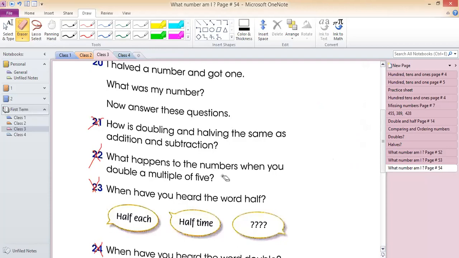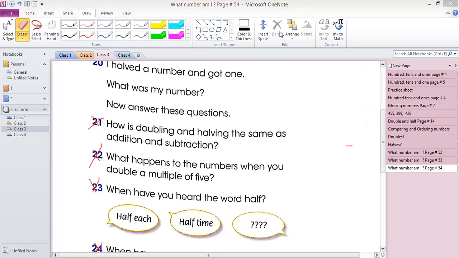What happens to the number when you double a multiple of 5? Whenever you double a multiple of 5, guys, you will get a multiple of 10. Any number, like 25, is a multiple of 5. Whenever you double a multiple of 5, you will get a multiple of 10. Clear, guys? You don't need to write it in your notebook.